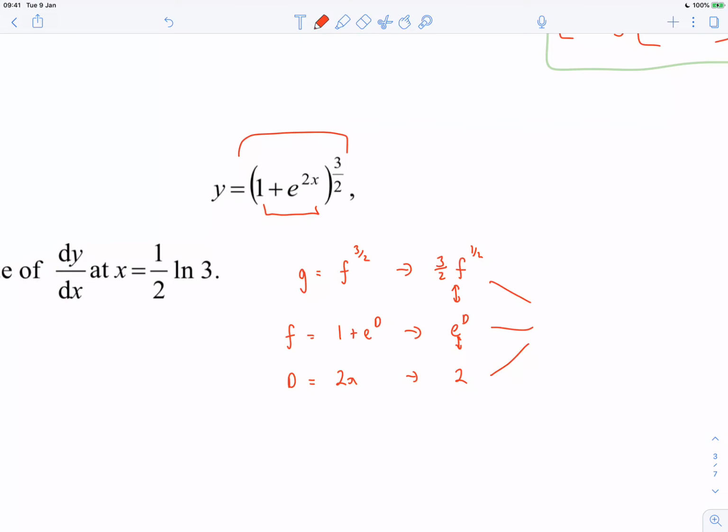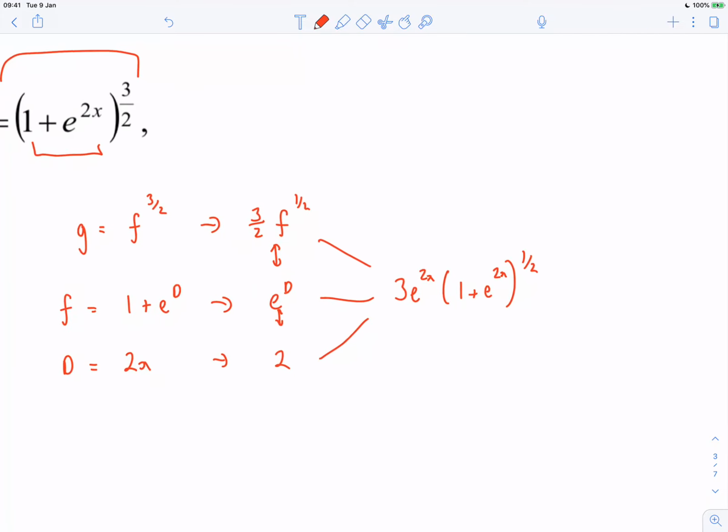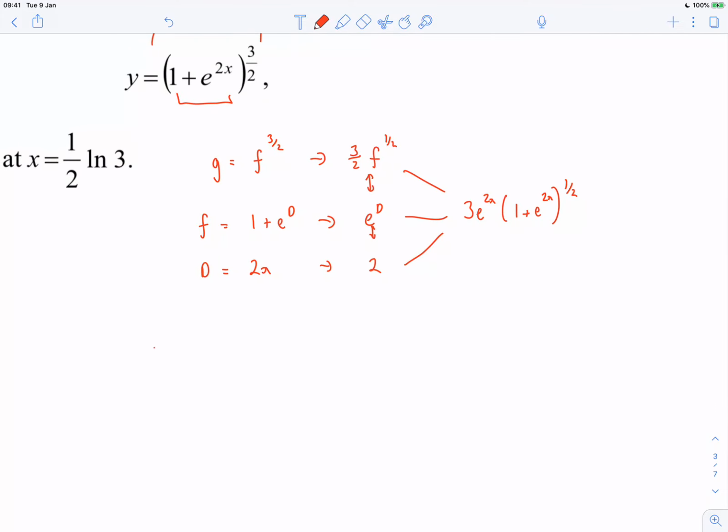numbers wise, the 2 and the 3 halves cancel to a 3. I've got e to the d, which is e to the 2x, and I've got f to the half, where f is 1 plus e to the d, which is 2x, and this is all to the power half. Okay, so now I've got dy by dx is 3e to the 2x lots of 1 plus e to the 2x to the power half.